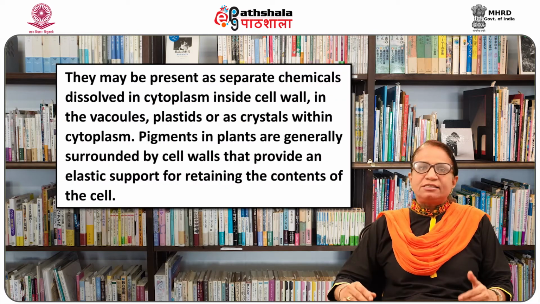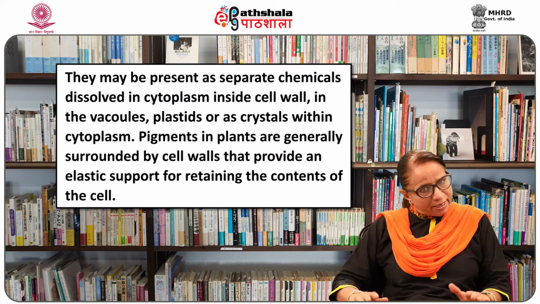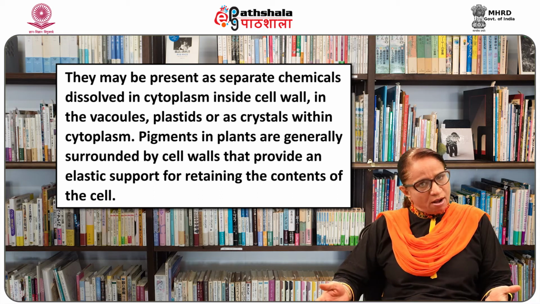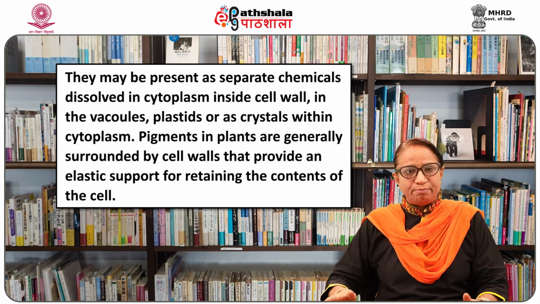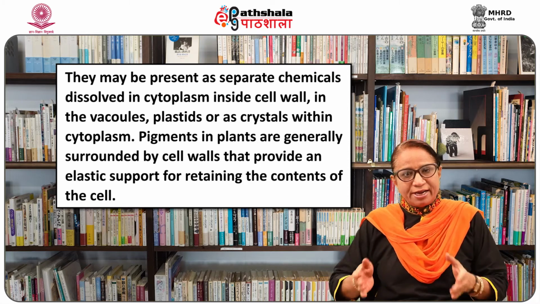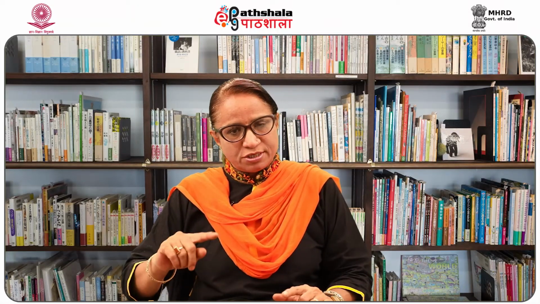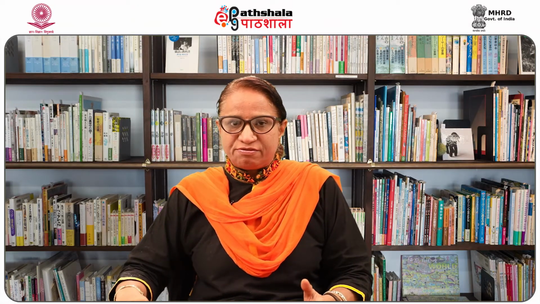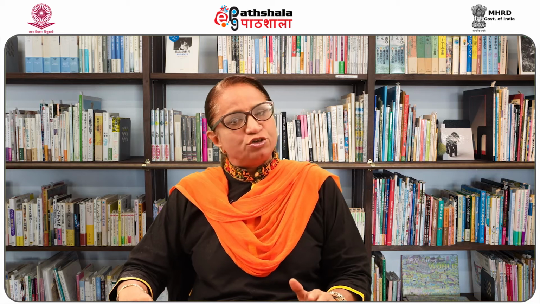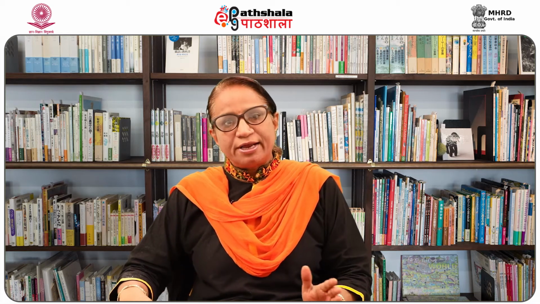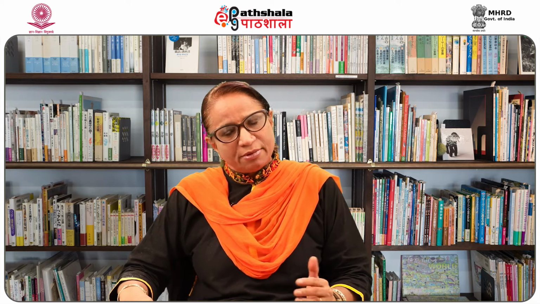They may be present as separate chemicals dissolved in cytoplasm, inside cell wall, in the vacuoles, plastids or crystals within cytoplasm. Pigments in plants are generally surrounded by cell walls that provide an elastic support for retaining the contents of the cell. Mature cells also contain vacuoles, which are separate compartments filled with a fluid, cell sap, and are composed of dissolved sugars, salts, organic acids, pigments and other materials.